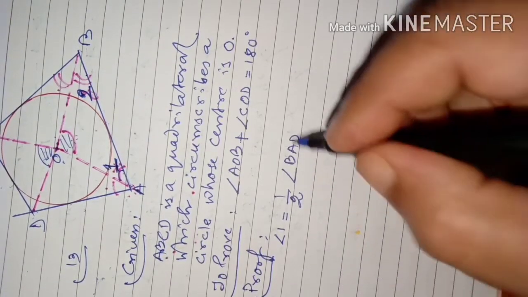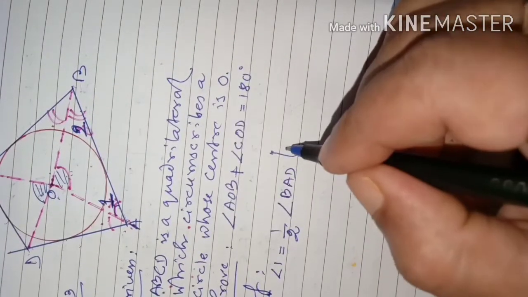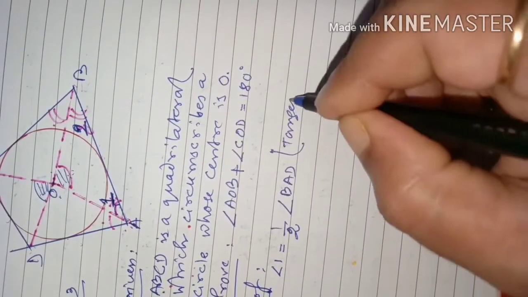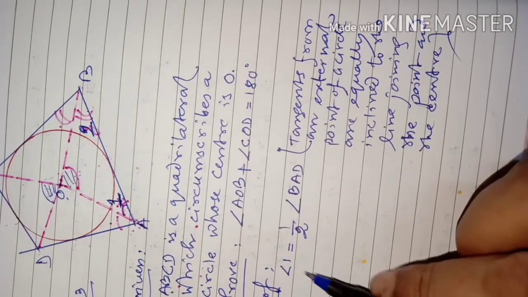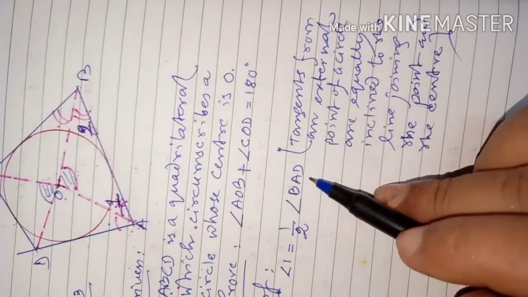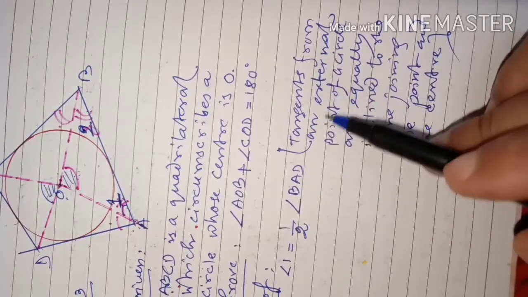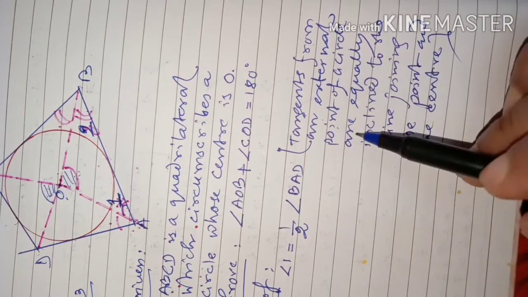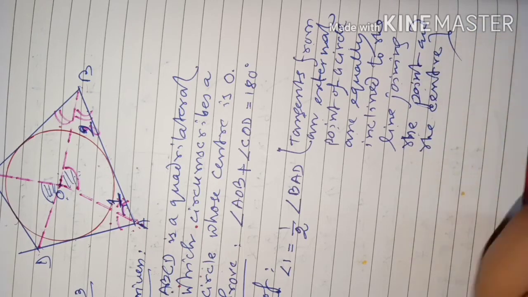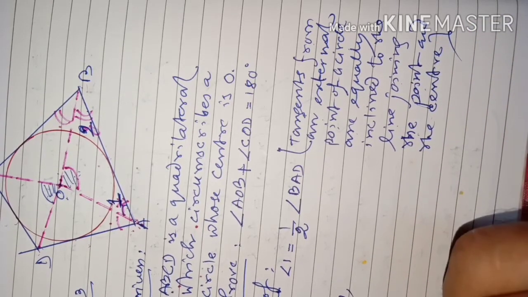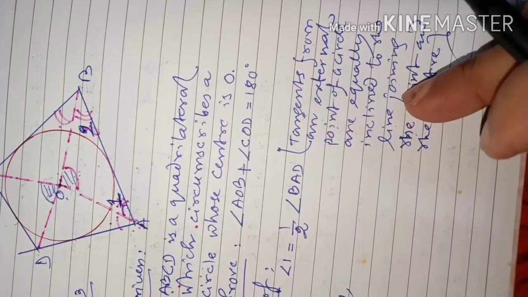Similarly, what is the reason here? That statement you have to write: tangents from an external point of a circle. So angle 1 is equal to half of angle BAD because of this reason: tangents from an external point of a circle are equally inclined to the line joining the point and the center. After that, there is no need to write this statement again and again.